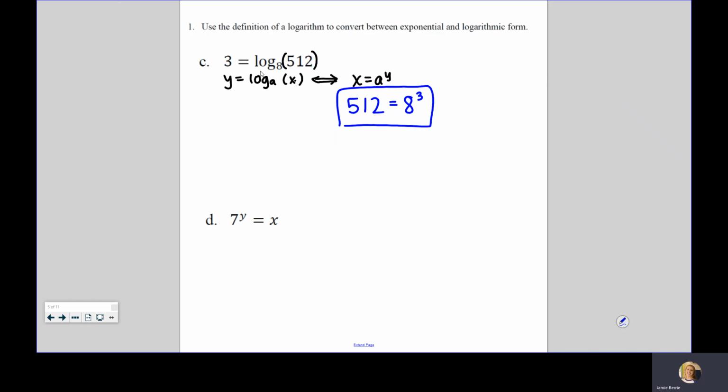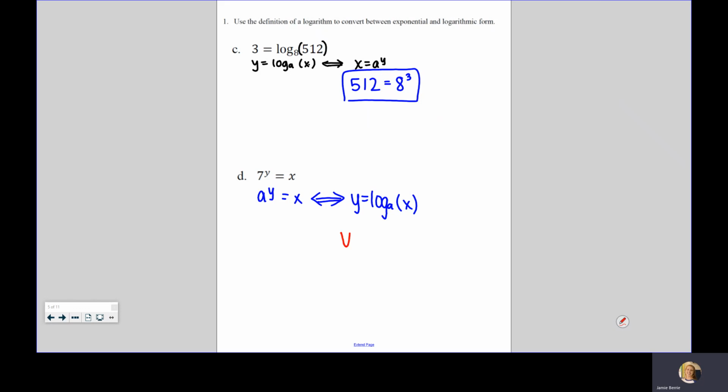And then here, you got almost all variables. x equals a to the y. So that would be y equals log base 7 of x. Do I get that? Yeah.